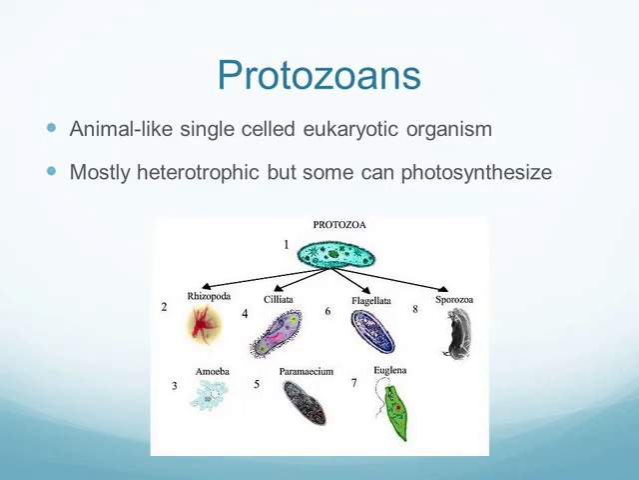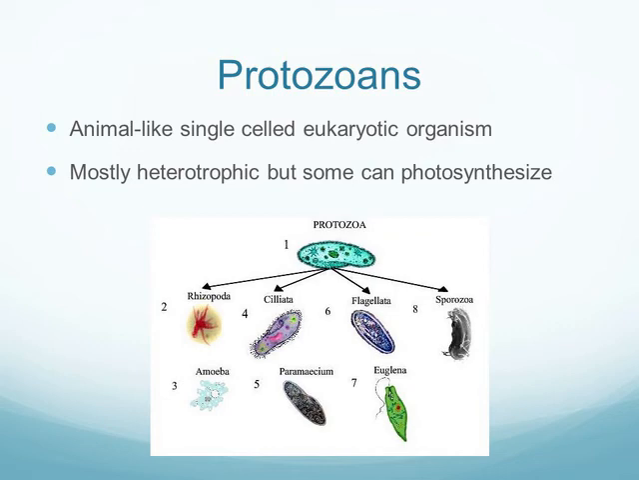And then you have protozoans. Protozoans are animal-like eukaryotic cells. They can be heterotrophic. Most of them are heterotrophic, so they need to eat. But some of them can photosynthesize, but that's not very common. And so you can see the image below there.